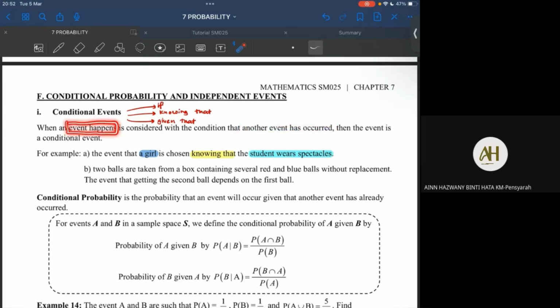Event happens, macam balik je. Betul lah, event happens maksudnya kita choose girl. Okay, so this is what it means by conditional event. So tengok example yang kedua pula.